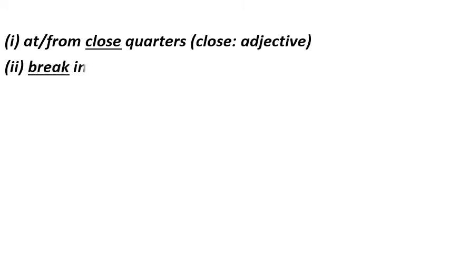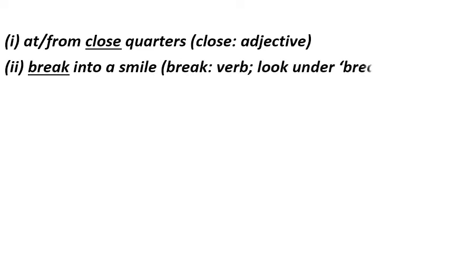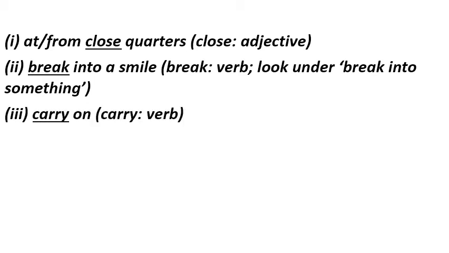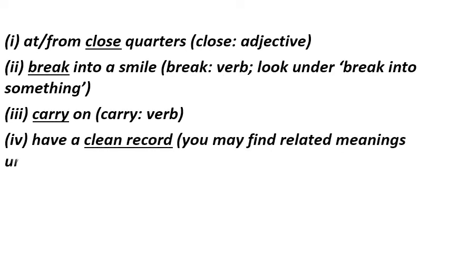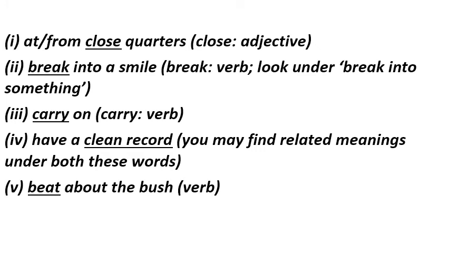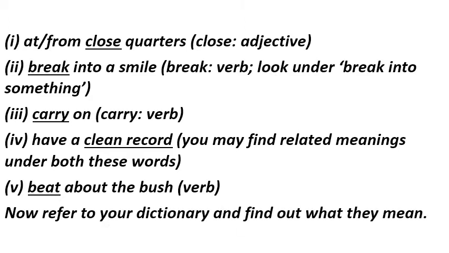Number 1. Act from close quarters. Here close is adjective. Number 2. Break into a smile. Break is verb. Look under break into something. Number 3. Carry on. Carry is here verb. Number 4. Have a clean record. Clean record means you may find related meanings under both these words. Number 5. Beat about the bush. Beat is here verb. Now refer to your dictionary and find out what they mean.